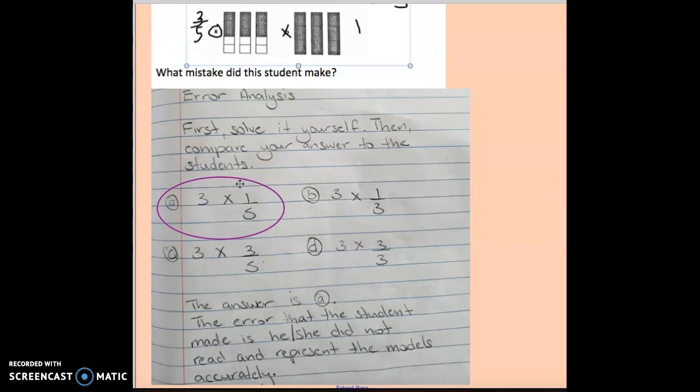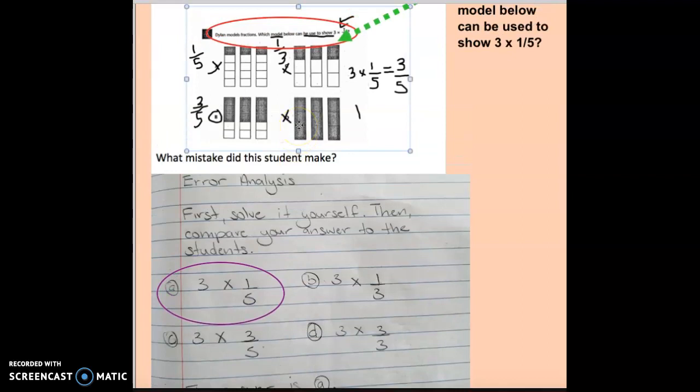So what I'm noticing is that the error the student made is that he or she did not read or represent the models accurately. So when you come across bar models, you want to take the time to really read the models. Think about what fraction is shaded in, and then how many times is that fraction represented.